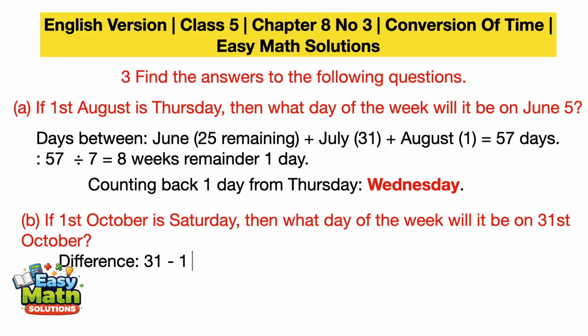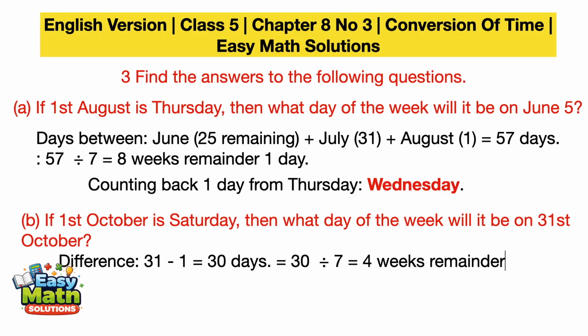31 October, the difference is 31 minus 1 equals 30 days. Then divided by 7, that is 4 weeks and 2 days remaining. Okay, 2 days after Saturday.